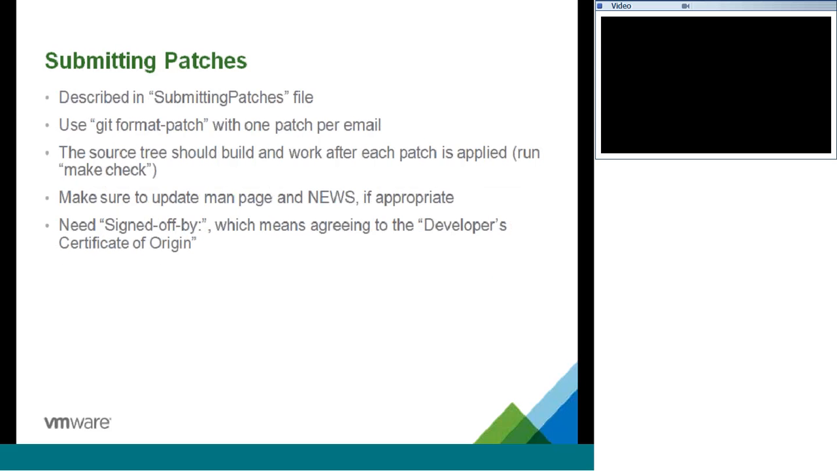When you want to submit patches, there's a file called submitting patches in the root of the repo. When you want to submit a patch, you should use git format-patch. That gets it in the right format to send to the mailing list so that we can look at it. Each patch will be in a separate email message. Make sure that each patch individually doesn't break the build. So if you have 12 patches, let's say, each patch along the way should build and pass make check, so you continually build them so that there's no breakage along the way.